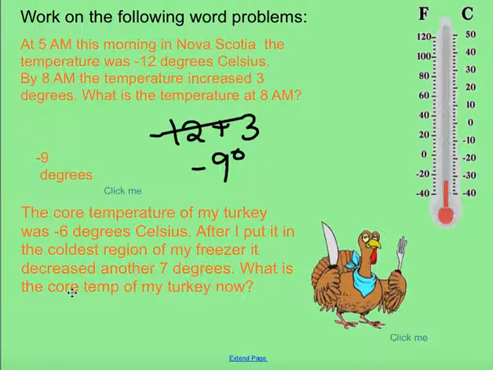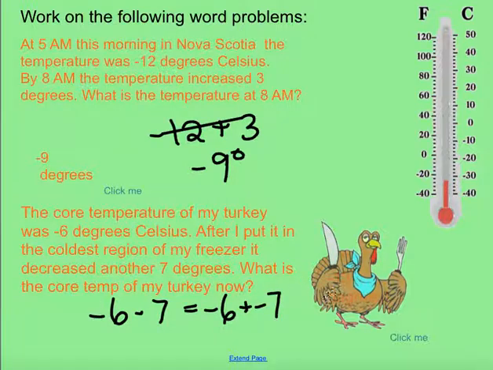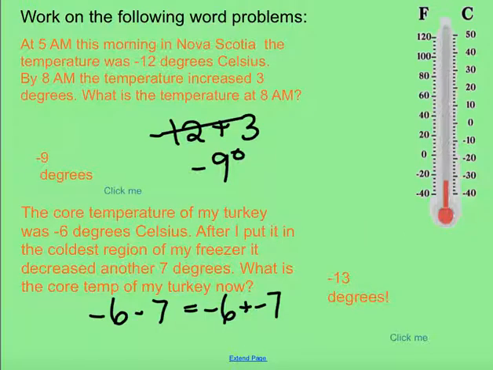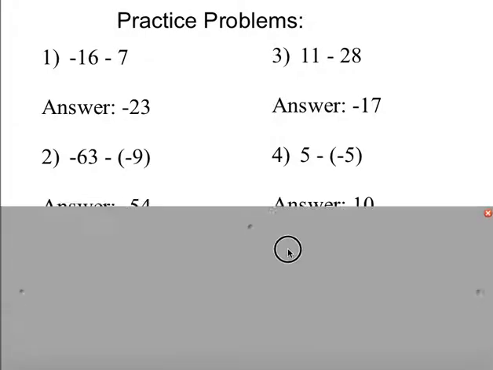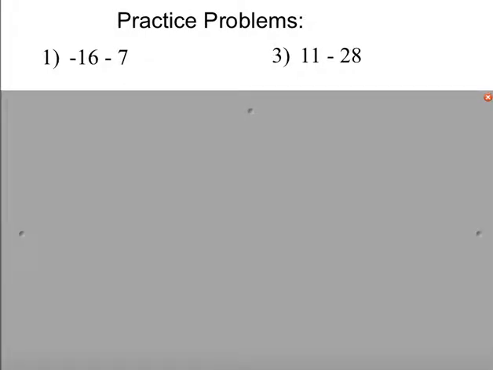And the core temperature of my turkey was negative 6 degrees Celsius. After I put it into the coldest region of my freezer, it decreased another 7 degrees. Now what's the temperature? Well, I started at negative 6 and then I took away another 7. Well, that's the same as negative 6 plus a negative 7, which means that we get a negative 13 degrees Celsius. That's cold. All right, some practice problems if you would like to try them. Try them out and then look at those answers.